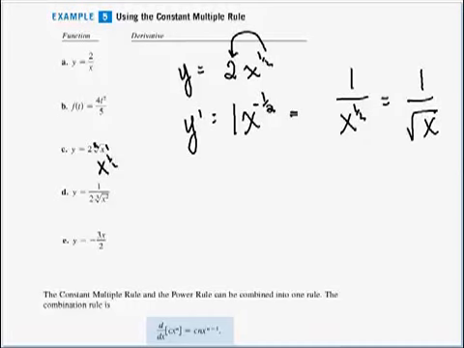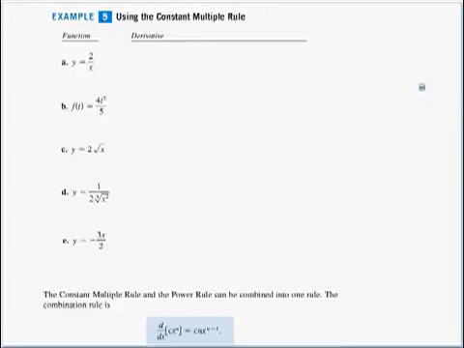Okay. Let's see here, letter D. Ooh, now it's looking a little nastier. 1 over 2 times the third root of x squared. So let's just rewrite that denominator a little bit. Our constant out front is 2, and then the third root of x squared becomes x to the 2/3 power. So we have x to the 2/3, and that is in the denominator. So let's bring that up and make it negative.